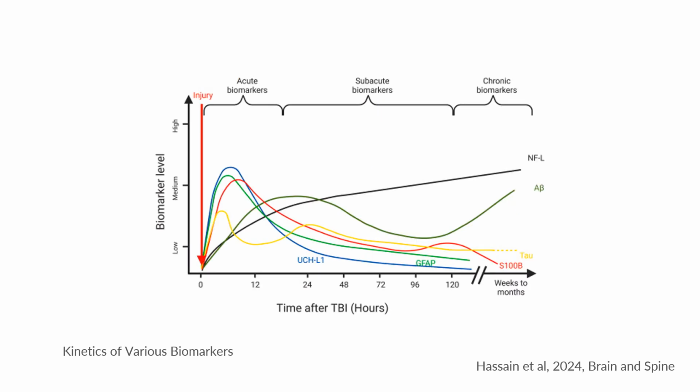This is a nice little graph of what we do know about the kinetics over time. Just to point out that most of the biomarkers I mentioned, UCHL1, GFAP, tau, and S100B peak pretty early, while NFL seems to have a continued rise over time. Tau seems to have at least two separate peaks as well. And once again, this is an excellent graph created by Hussain et al. It summarizes some of our findings for the kinetics of these biomarkers.